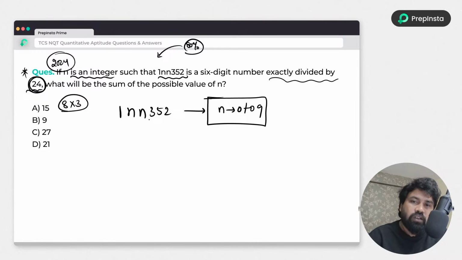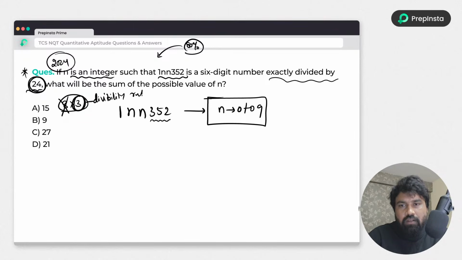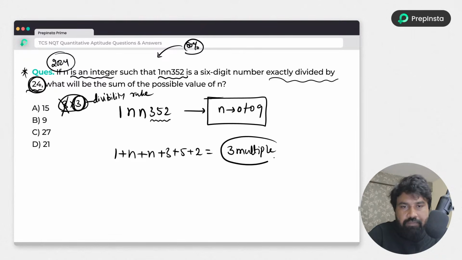What is the divisibility rule for 8? Last 3 digits. So 8 will never give you the n value. Then what is the divisibility rule for 3? The sum of all the digits must be a multiple of 3, right? So add: 8 plus 1 is 9, 9 plus 2 is 11. So 11 plus 2n must be a multiple of 3.